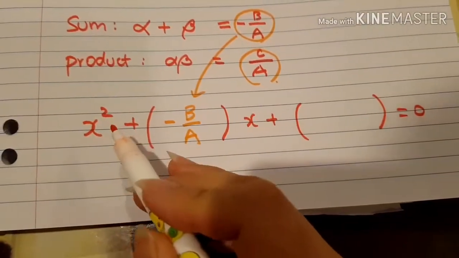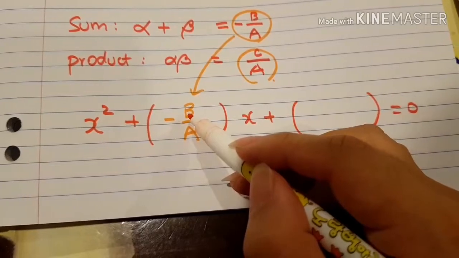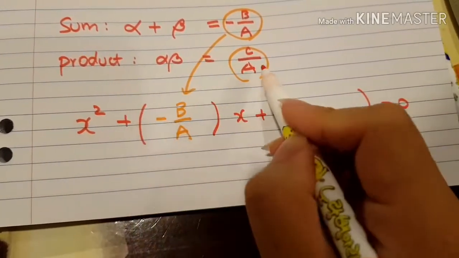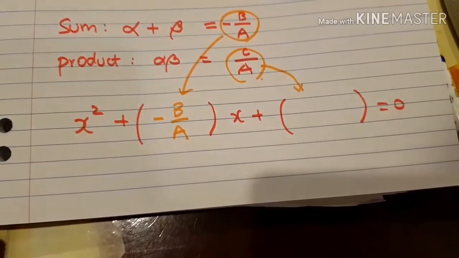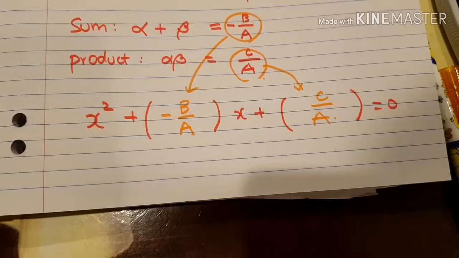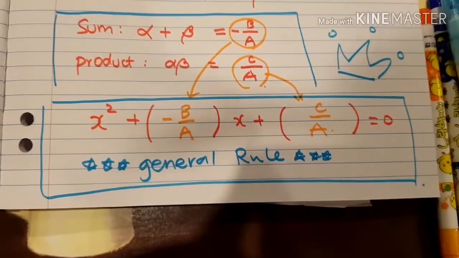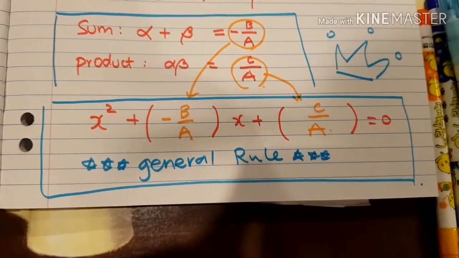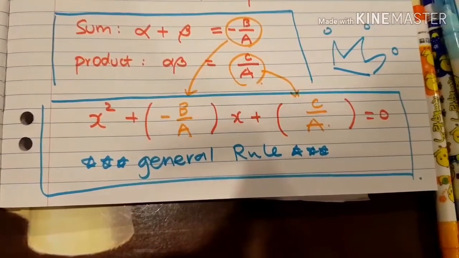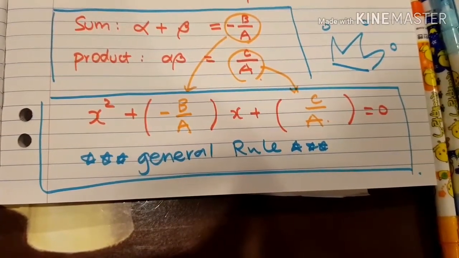So x squared plus the sum of the roots goes in here, followed by x, and plus the product of the roots would go in here. This is the general rule for the sum and the product of the roots, and you need to remember this. So there you go. Please write this down in your book. Now we're going to apply this in other questions. So let's have a go.